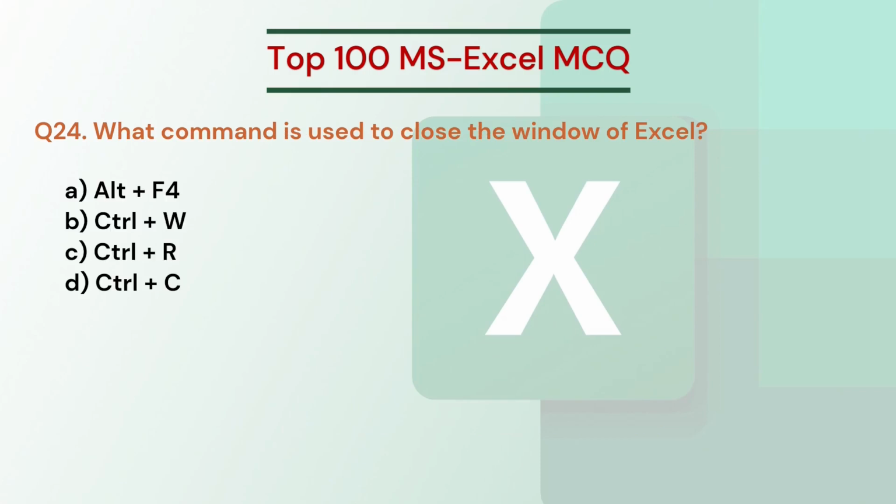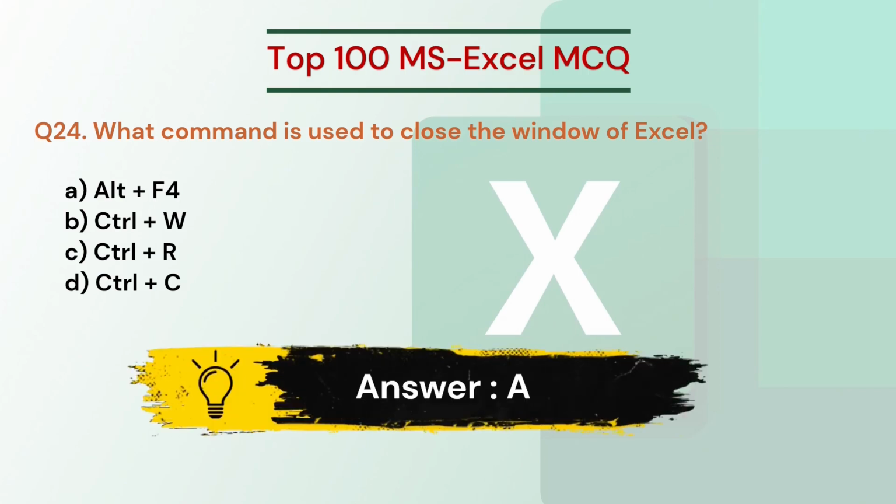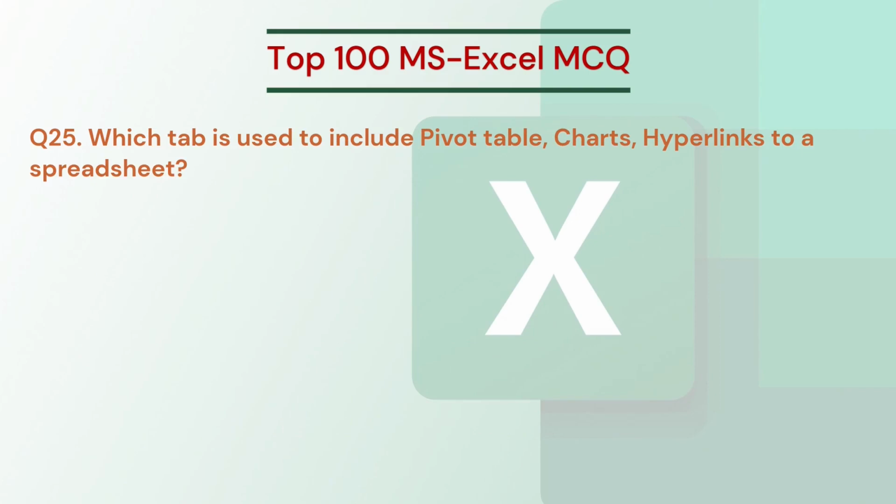What command is used to close the window of Excel? A. Alt plus F4. B. Control plus W. C. Control plus R. D. Control plus C. Correct answer is A. Alt plus F4.